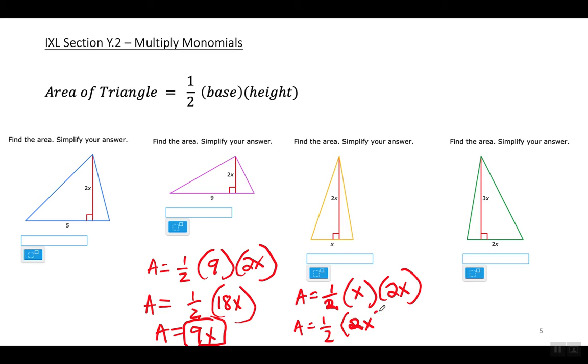2x to the second power. And half of 2x to the second power, all you're doing is getting half of 2. Half of 2 is 1. So half of 2x to the second power is x to the second power.